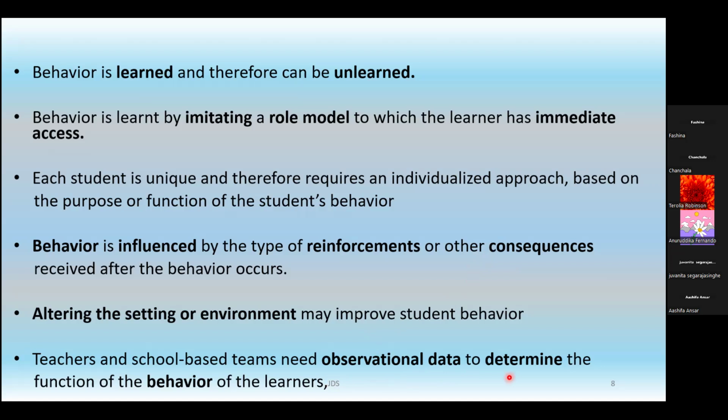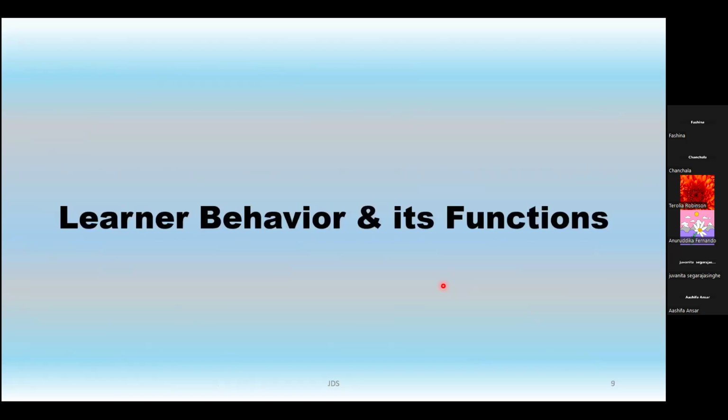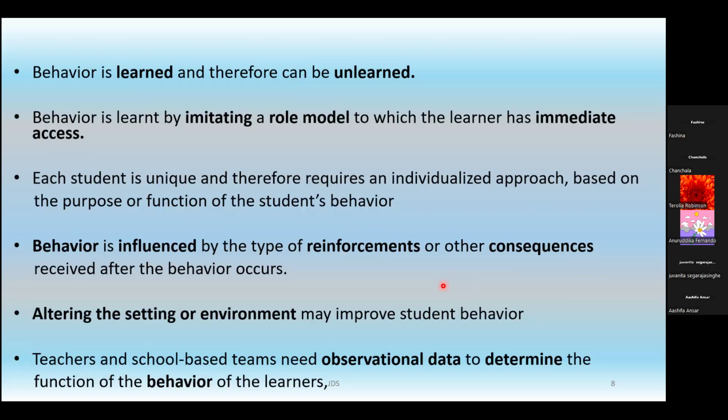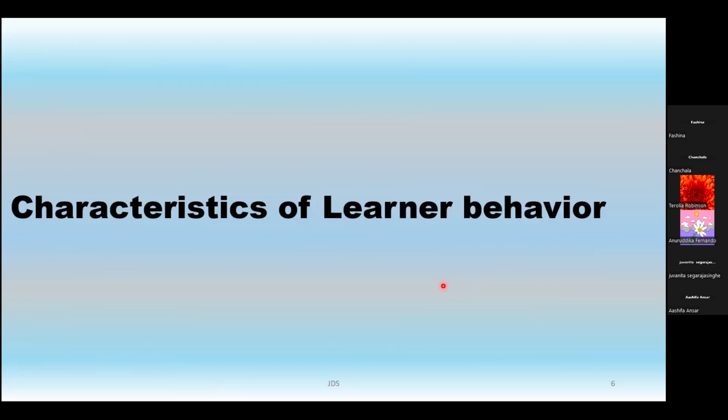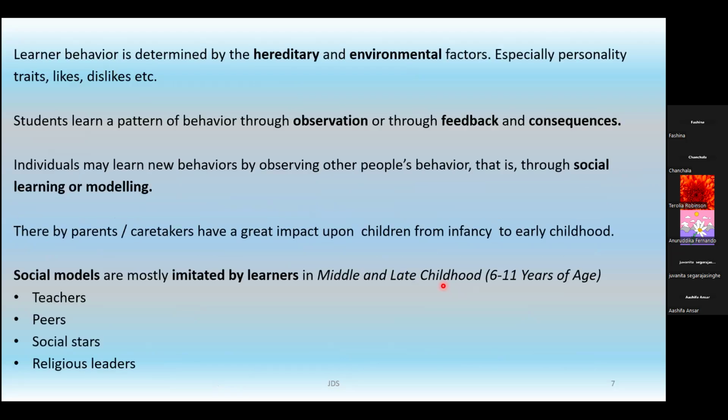Just by observing once or twice, you can't come to a conclusion. Continuously, we need to note down. So that is about the characteristics of learner behavior. Once again, go through them. Certain features or characteristics.